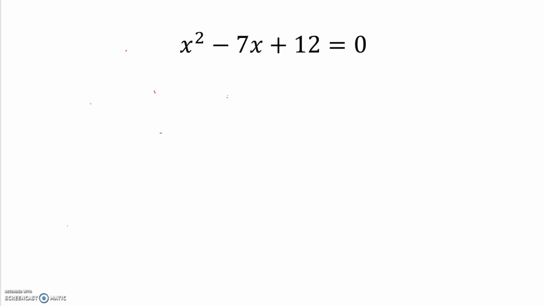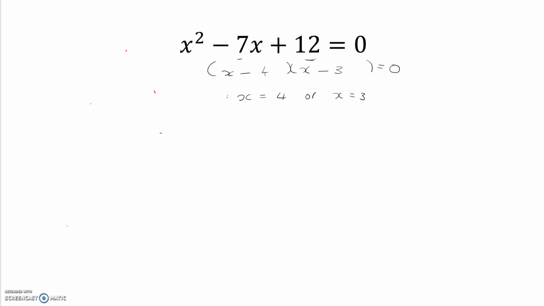Look at this one. x squared minus 7x plus 12 equals 0. Does it easily factorize? The answer is, well, yes. So let's set it up. We're looking for two numbers that multiply together to make 12 and add to make negative 7. So let's go minus 4 and minus 3. So therefore x equals 4 or x equals 3. Very quick.